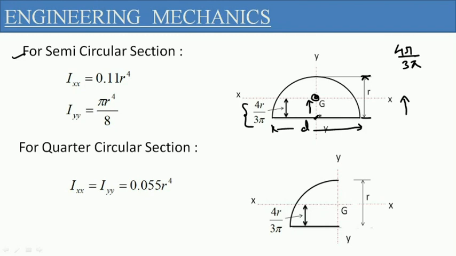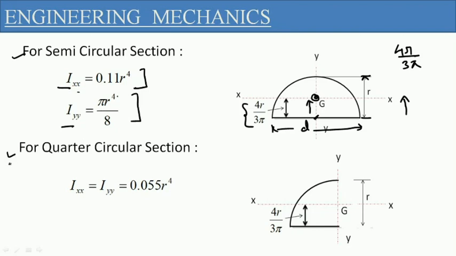Now we have the position of G, so we can define the value of moment of inertia about x-axis and y-axis. So Ixx will be 0.11 r to the power 4. This is the direct formula. And Iyy is pi r to the power 4 by 8. This is the direct formula for semicircular section.